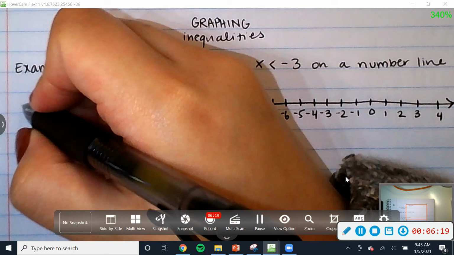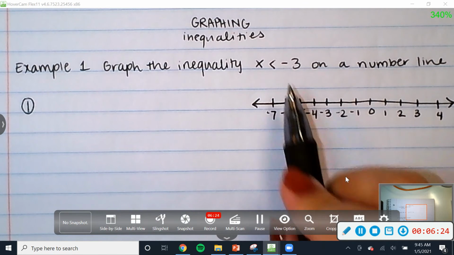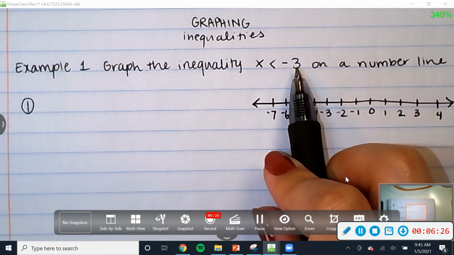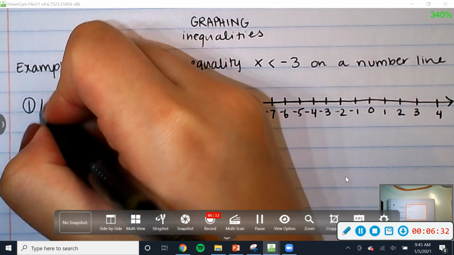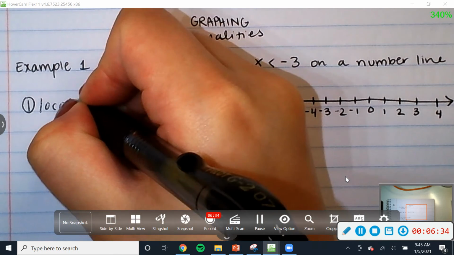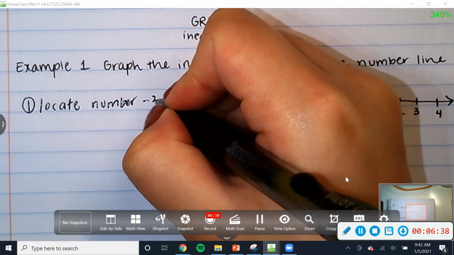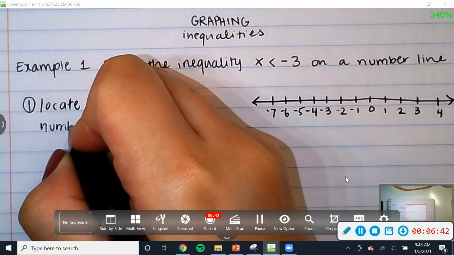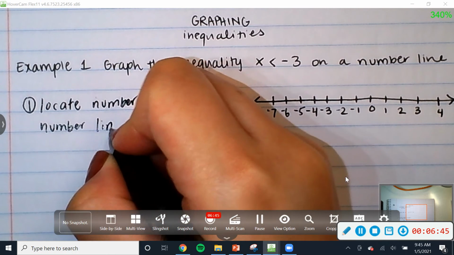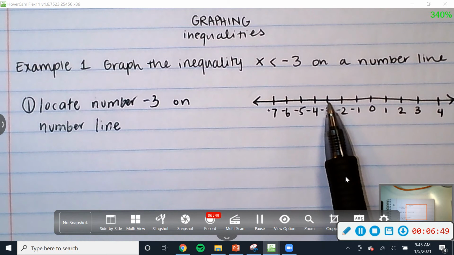So the very first thing that I want to do is I just want to look at the number. So I just want to look at what number is in the problem right now. Right now we're focusing on negative 3. So the first thing that we have to do is locate the number, in this case negative 3, on the number line. So you'll always be given a number line, so I'm going to look for negative 3. It's right here. And this is where I'm going to draw my dot.